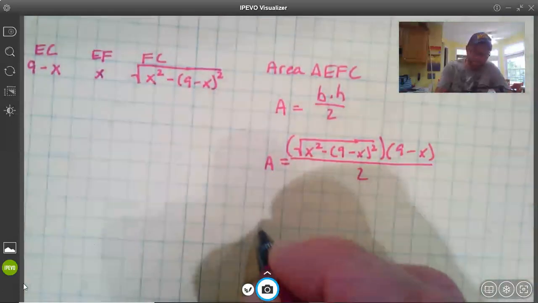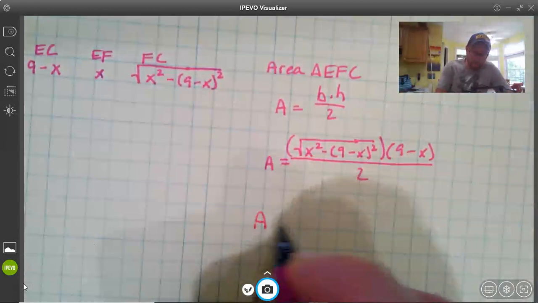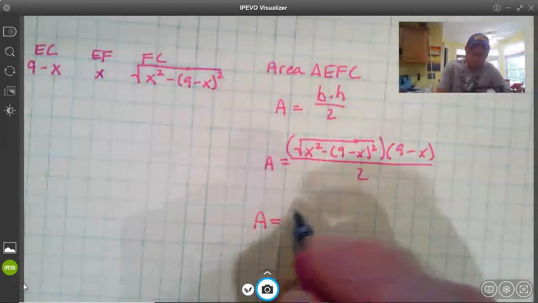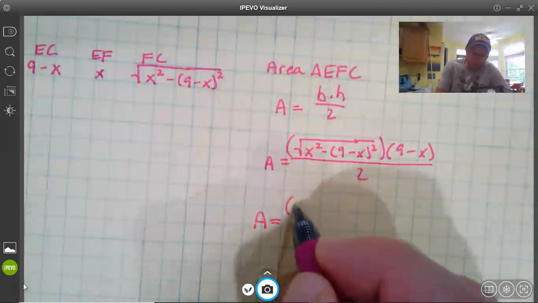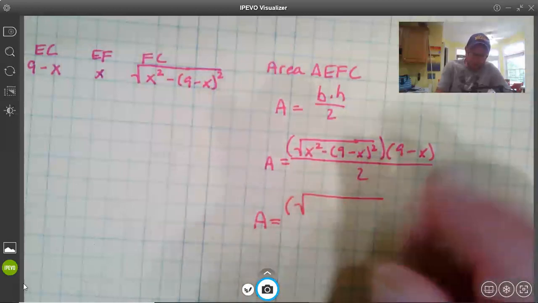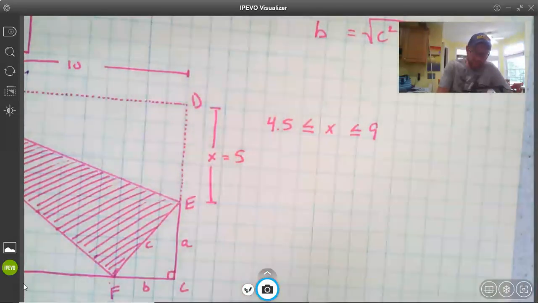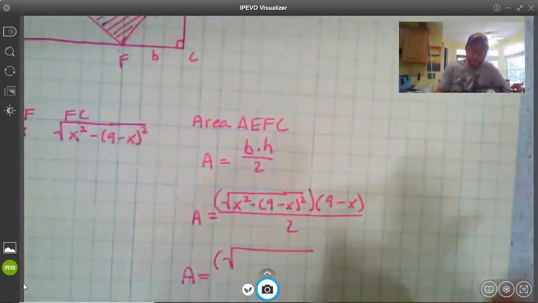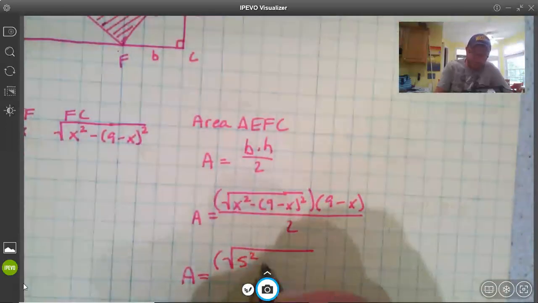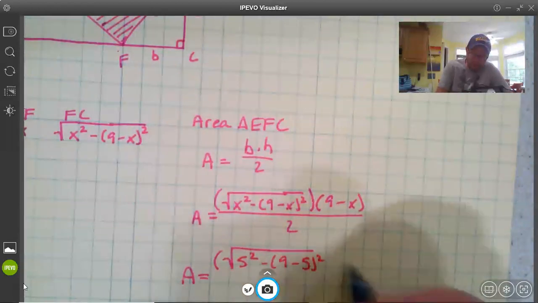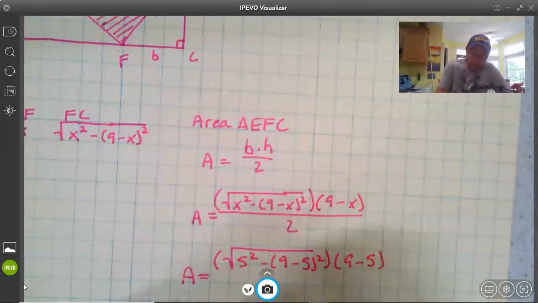All right, so area equals, let's see, put in my big formula here. Our input x in this particular case is 5. So we have the square root of 5 squared minus (9 minus 5) squared, and over here I have 9 minus 5, and all of that over 2.